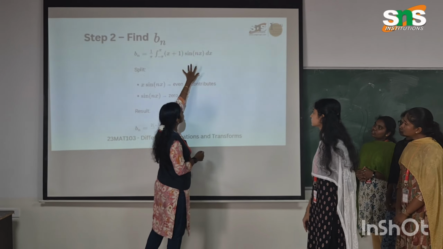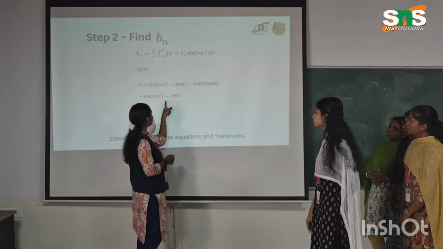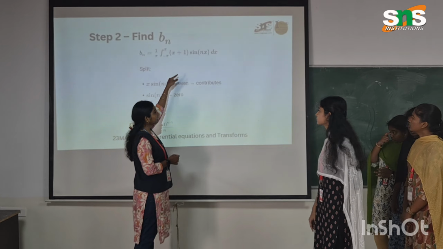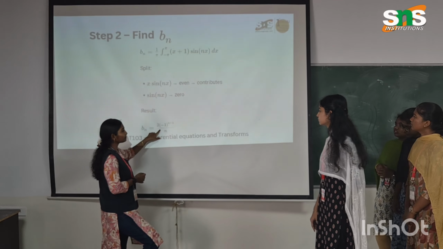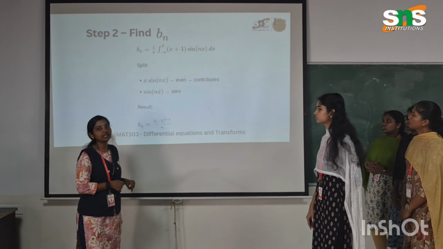This is an even function, so it contributes, which means its value exists here. On splitting this into two integrals, the first integral will have the value, and the second integral will not. That is what they have explained. On simplifying with respect to the upper limit and lower limit, we have the value bn equal to 2 into minus 1 to the power n plus 1 divided by n.